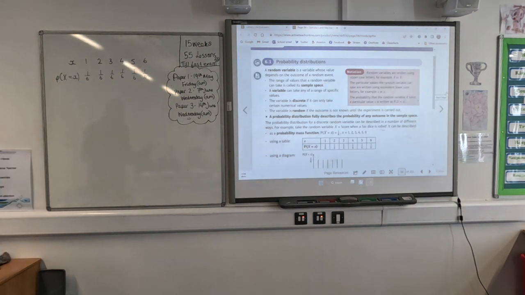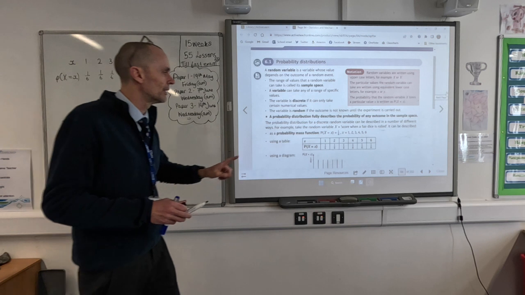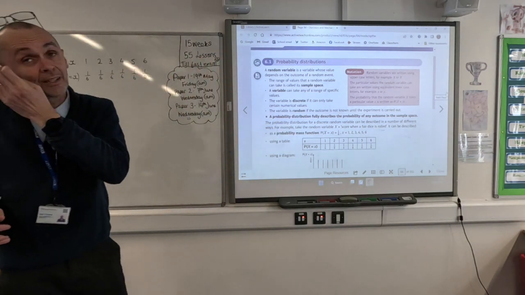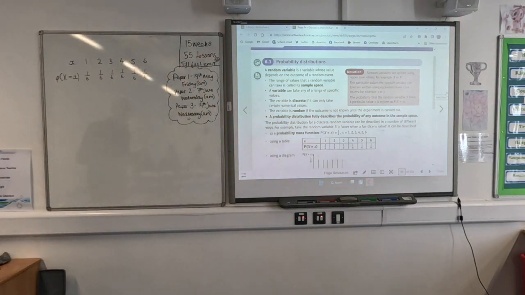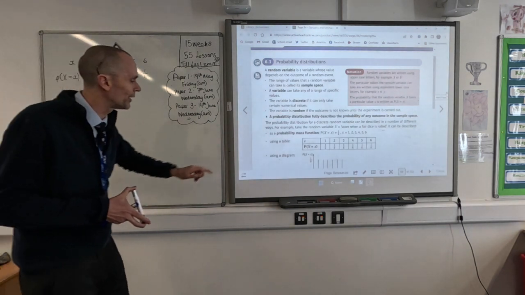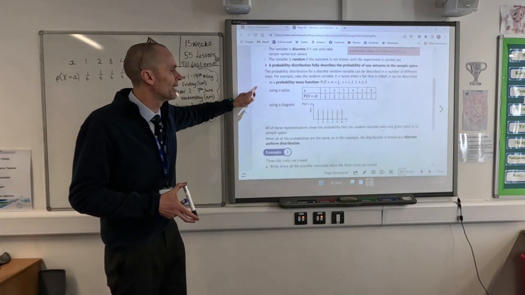It is not a measurement. I'm not hitting one of those things at the fairground where it measures how strong you hit. That's not discrete, but this is discrete. And almost exclusively we deal with these discrete random variables. So a probability distribution fully describes the probabilities of the outcome of an event, and probability distributions are presented to us in one of three ways.